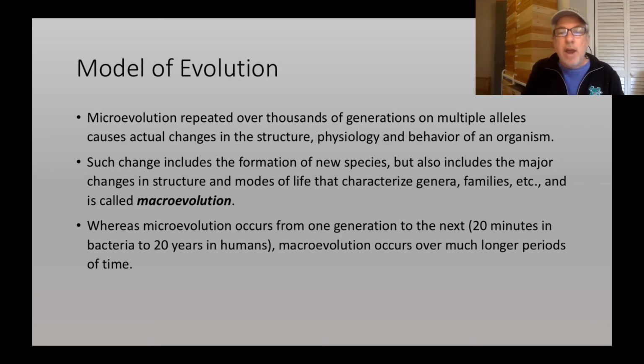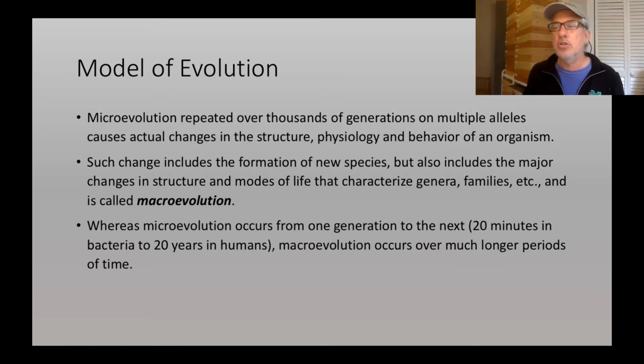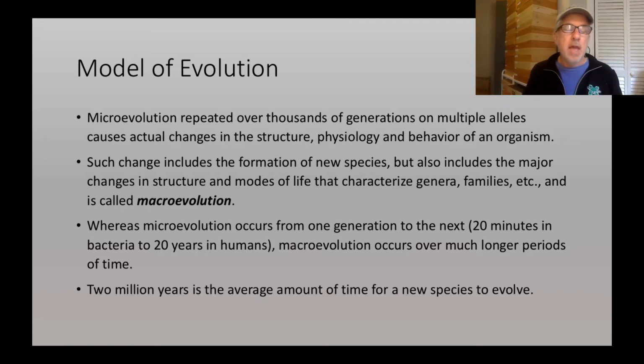Microevolution occurs on a generation by generation basis, which is 20 minutes in a bacteria to 20 years in a human, whereas macroevolution occurs over much longer periods of time, often millions of years. In fact, 2 million years is the average amount of time for a new species to evolve. So to repeat, microevolution, repeated thousands upon thousands of times, will lead to macroevolution, which are those visible changes we can see in the structure, the modes of life, the ecology, the behavior, the physiology of organisms.